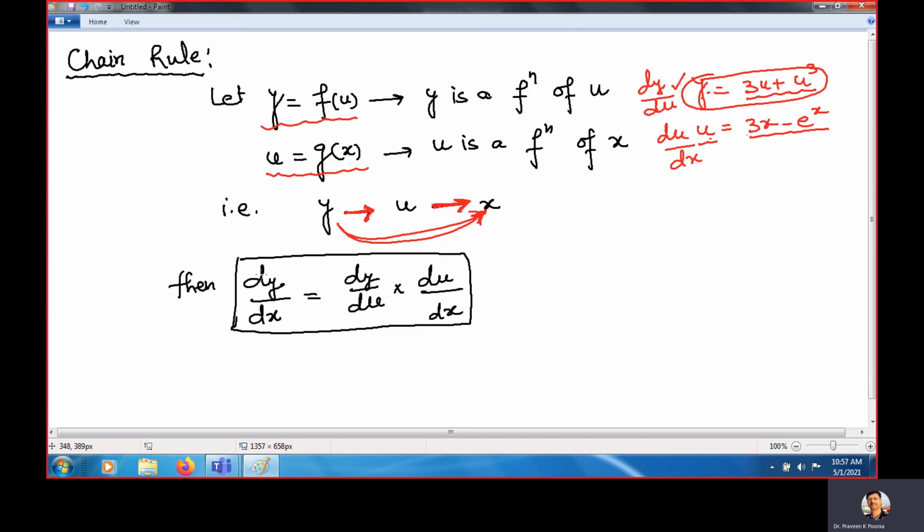The formula is dy by dx, the derivative of y with respect to x, is equal to the derivative of y with respect to u from the first relation, multiplied by the derivative of u with respect to x, the second one. This is called chain rule because we are getting a chain. Y is u, then u is x, then the derivative of y with respect to x.